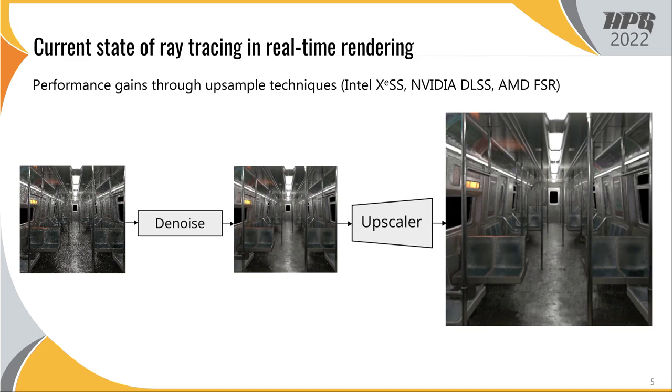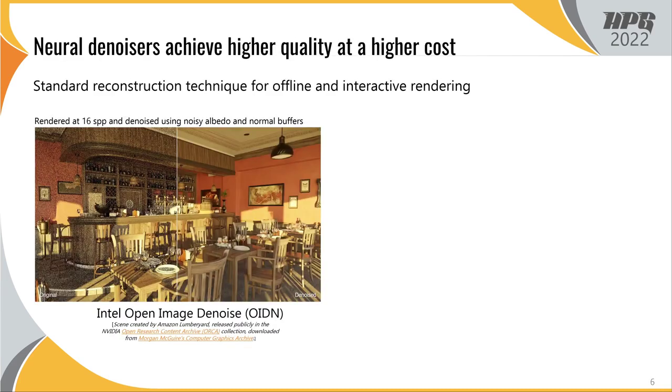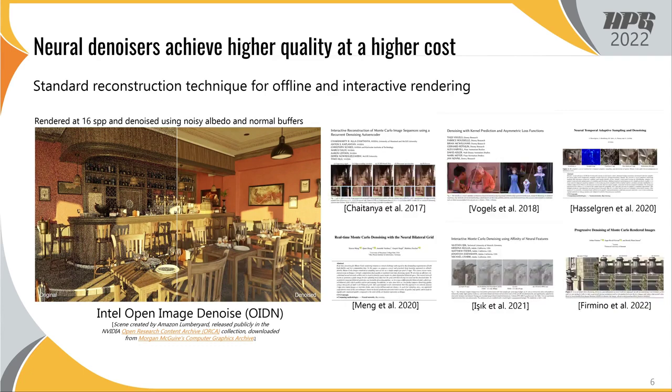Recently, neural supersampling techniques such as Intel XeSS and NVIDIA DLSS are gaining huge popularity and have been successfully integrated into many games due to their ability to produce high-quality results compared to the traditional techniques. Neural denoisers produce high-quality results compared to handcrafted filters, but are not used in games due to the higher cost associated with these networks. They have become standard reconstruction techniques for offline and interactive rendering, and it's still an active area of research improving quality and performance.